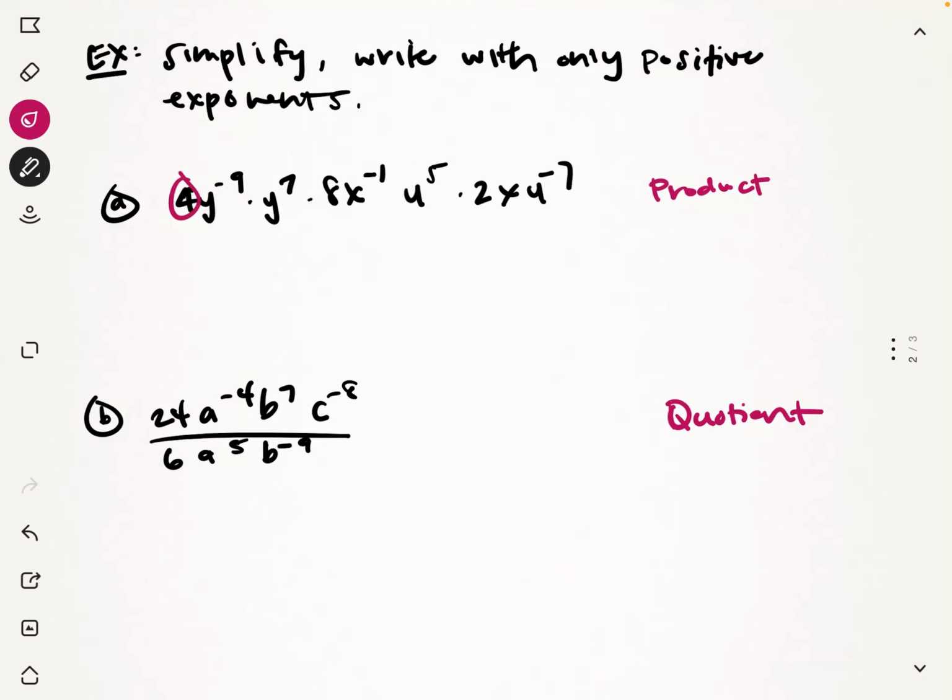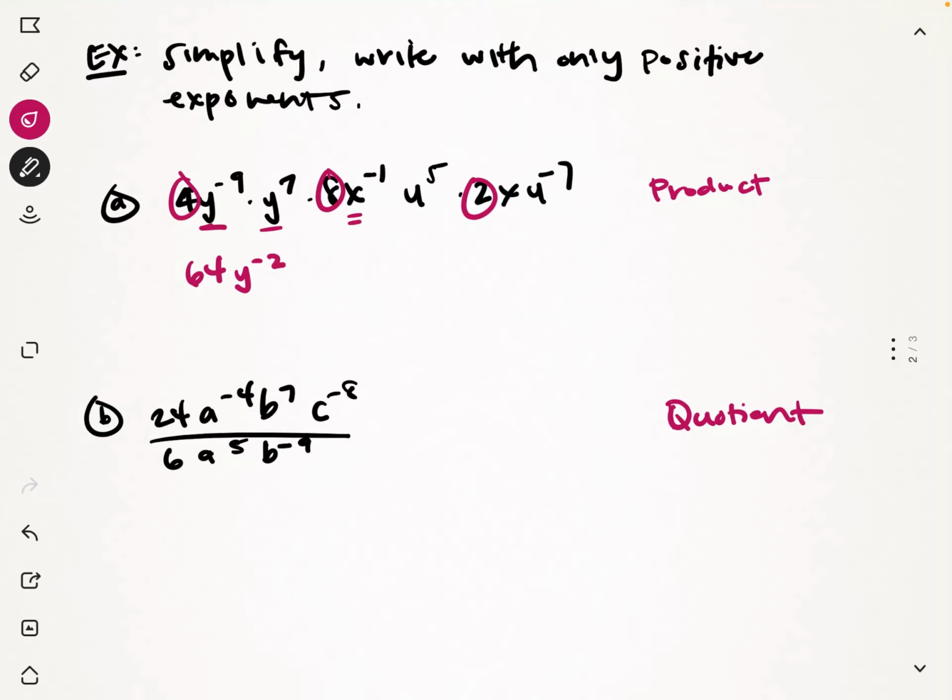So we're going to take all our numbers, 4 times 8 times 2. That's going to be 4 times 8, 32 times 2 is 64. Then we're going to combine all of our same base. So y to the negative 9 times y to the 7th is going to be negative 9 plus 7, which is negative 2.